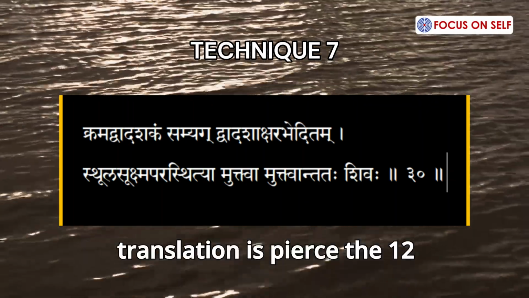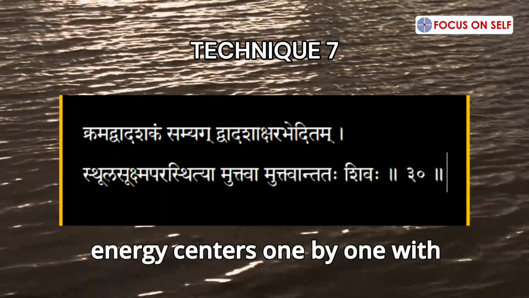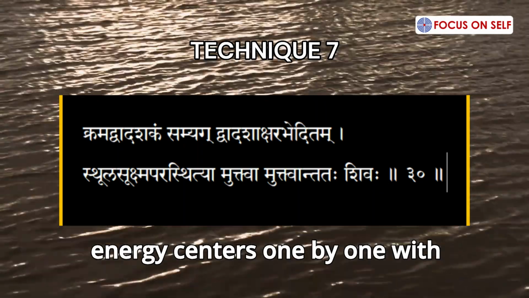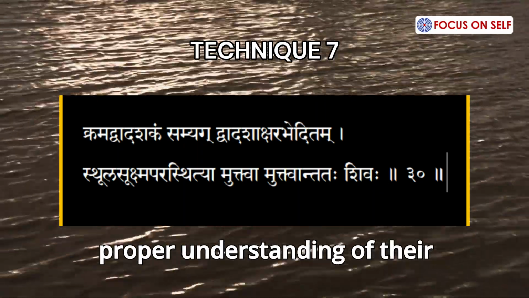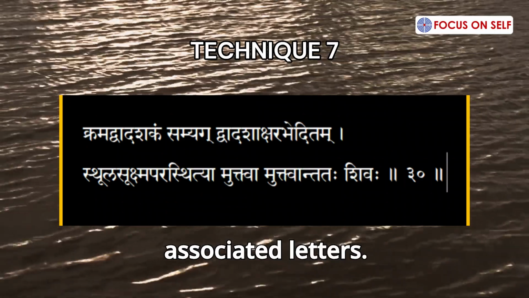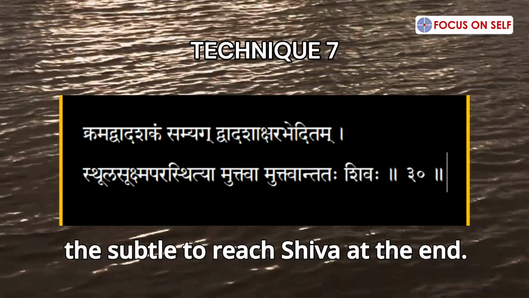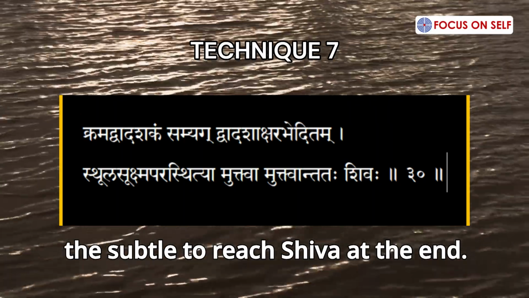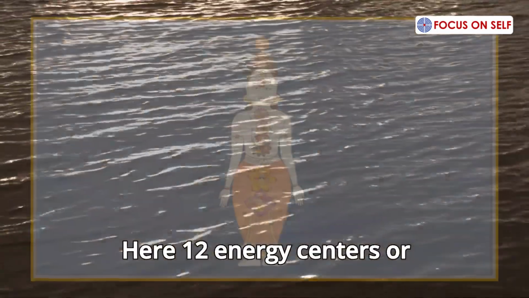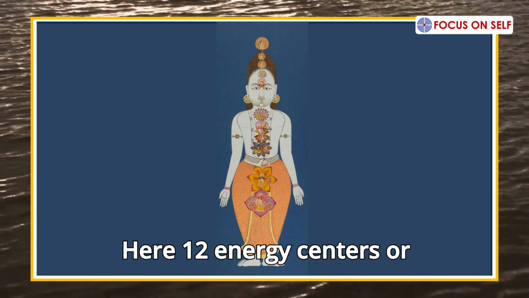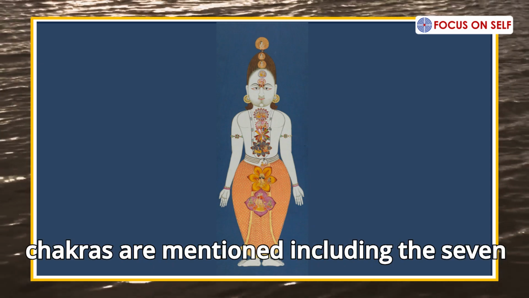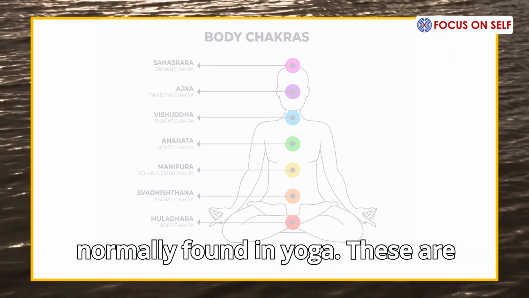Finally, Technique 7, Shloka number 30. A broad translation is, pierce the 12 energy centers one by one with proper understanding of their associated letters. Then become free from the gross and the subtle to reach Shiva at the end. Here, 12 energy centers or chakras are mentioned, including the 7 normally found in yoga.